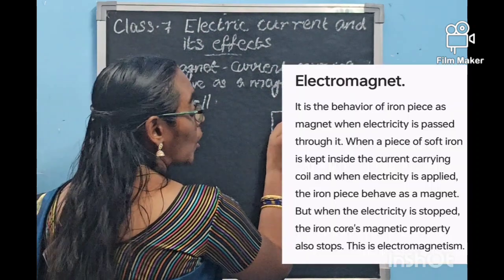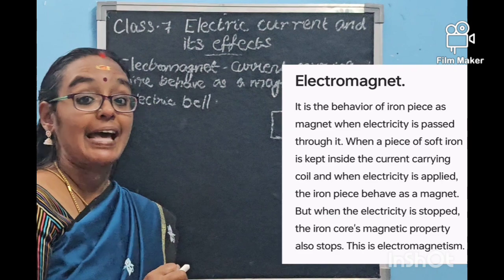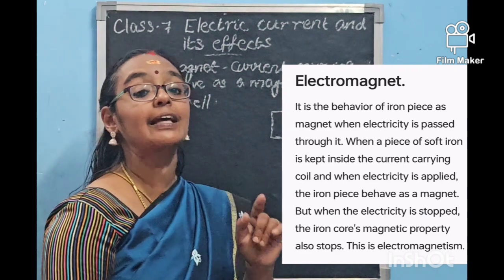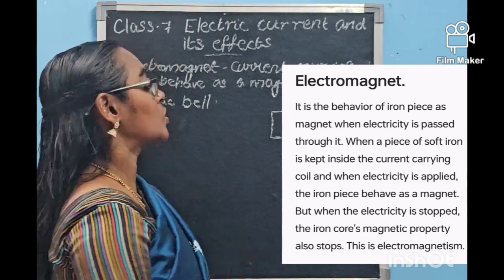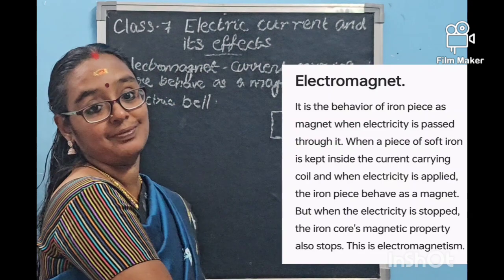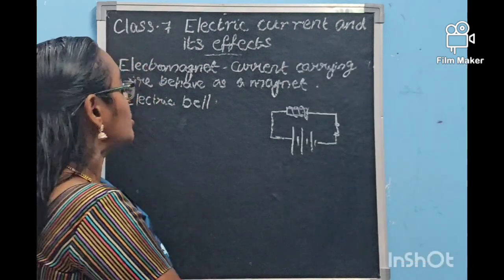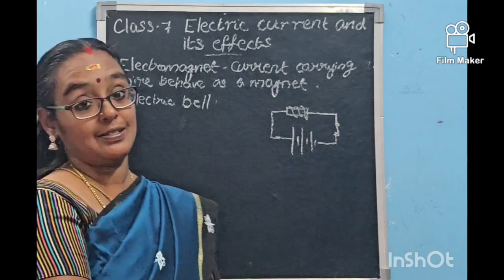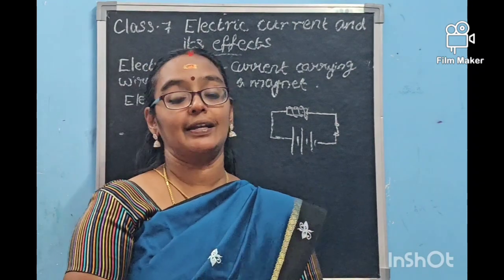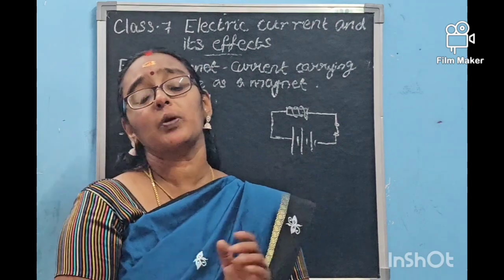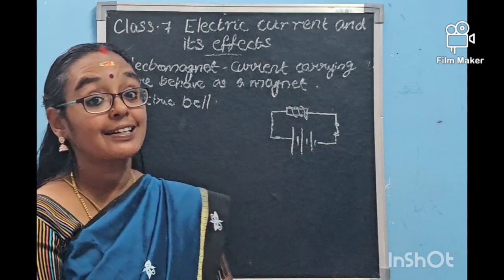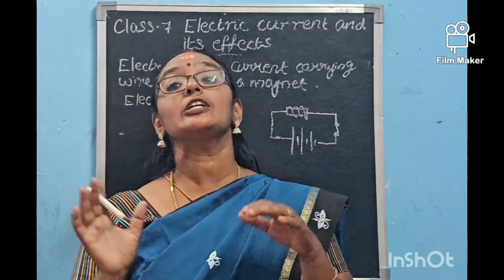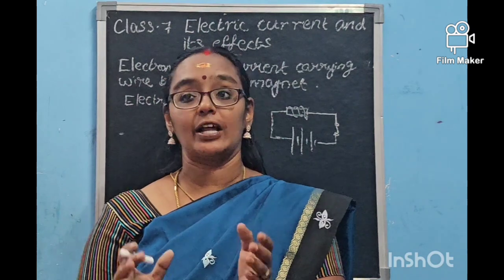So the property of conducting materials to act as a magnet when electric current is applied is called what? Electromagnetism. It is shown by all conducting substances. Because of this electromagnetism, various equipment works. The main example is the electric bell. How does it work? It also works on the principle of electromagnetism.